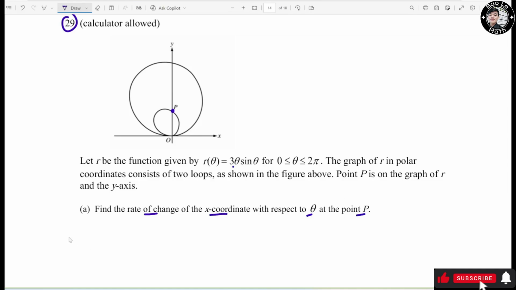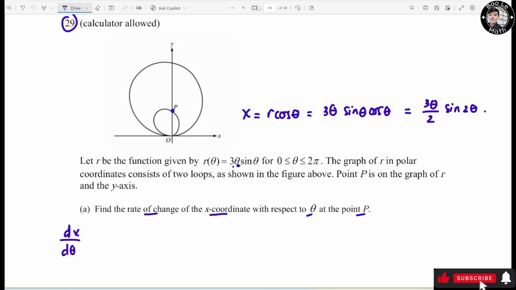So it's the same thing as dx over d theta, where x equals r cosine theta, right? But r equals this one, so it could be 3 theta sine theta cosine theta, right? 3 theta over 2 sine 2 theta, right? Because we have sine 2x equals 2 sine x cosine x. On P, theta equals pi over 2, right? So evaluate this one at theta equals pi over 2.